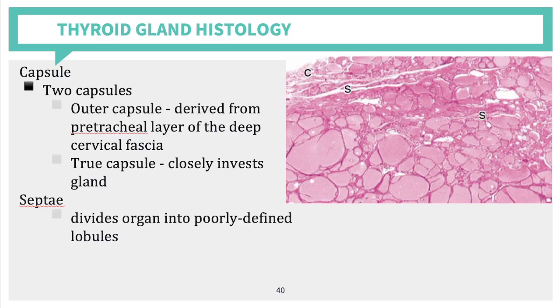So, let's proceed now to the main discussion, no? Yung thyroid gland histology natin. Okay? Let's take a look at this one. Capsule. We have two capsules. You have your outer capsule. This portion here is your outer capsule. It is derived from your pretracheal layer of your deep cervical fascia.